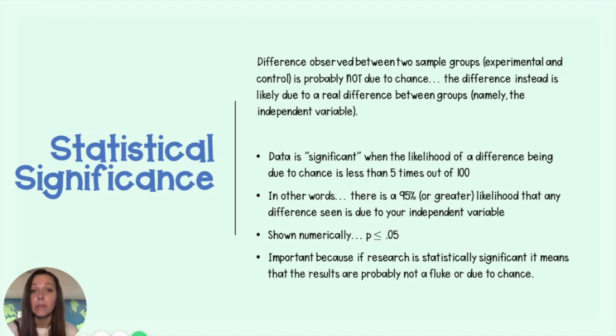So if you have a p-value of 0.03, that's even better, because then that means 97% of your difference is due to the independent variable. That's good. We want the p-value as low as possible and no higher than 0.05.